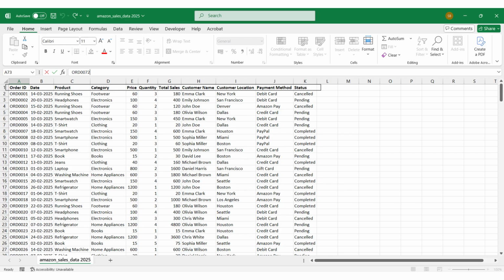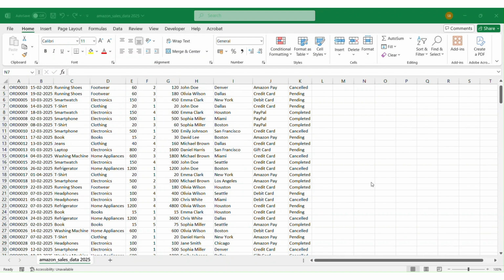The dataset we're working with is organized in a tabular format. At the top, we've got column headers like order ID, order date, product name, product category, price per unit, quantity purchased, total sales amount, customer name, payment method, and the current status of each order. For privacy reasons, the customer names have been replaced with fictional ones. Right below the headers, there are 250 rows of actual sales data. And this is what we'll be using for our analysis.